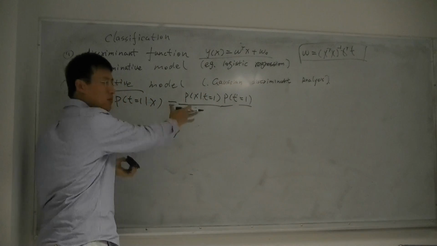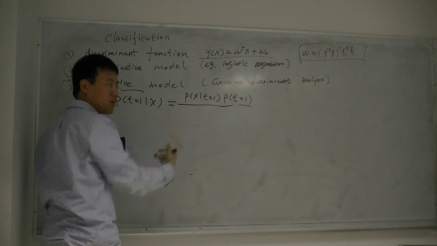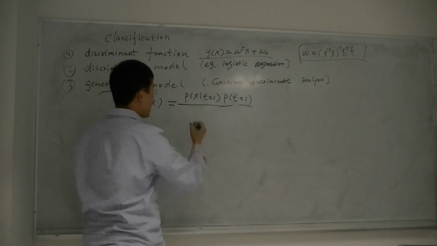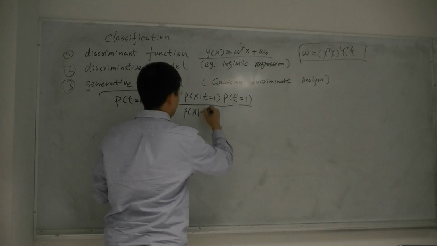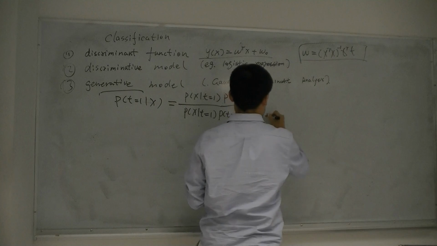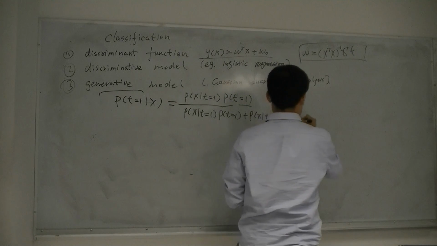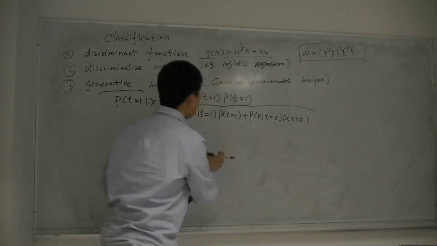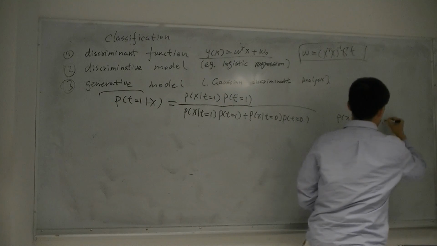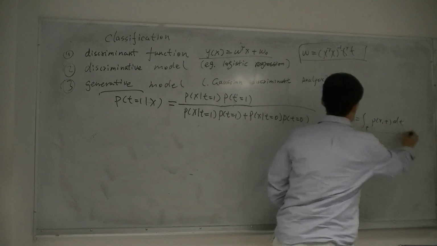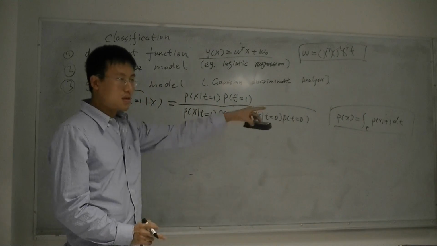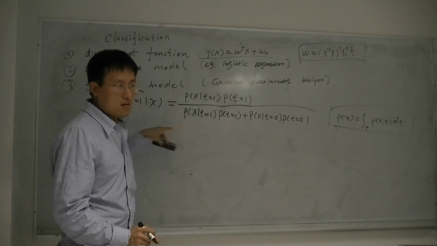So how do we get the model evidence? We just marginalize the joint distribution, right? The denominator is just p(x), and we get it by marginalizing the joint distribution. Since t is binary, we can write the denominator as a sum over the two cases.